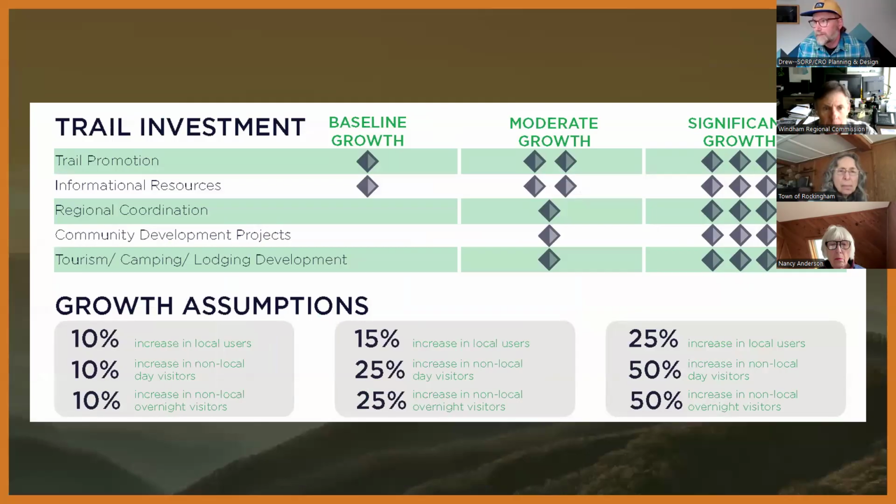And what we looked at were these three different scenarios of trail investment and how much trail promotion they were doing, creating new maps and informational resources with websites for the trail. If there was regional promotion and coordination, if they're building trailheads and parks, and if they're developing lodging and camping. And then the number is how much they're doing that.